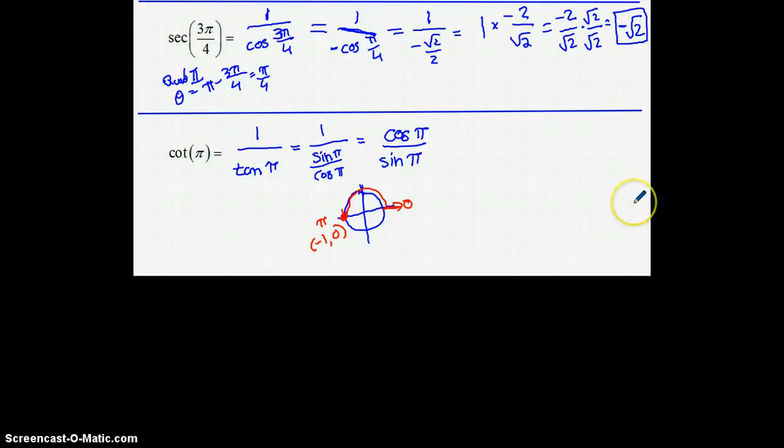So cosine of pi is going to be the x value. Right? That's going to be the -1. Sine of pi is going to be the y value. That's 0. So you can see right away, -1 over 0. So cotangent of pi is undefined.